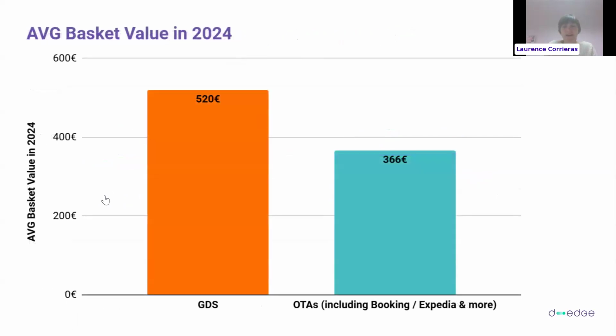About the ADR, as we mentioned before, the average basket for a GDS booking is higher than on the OTA bookings. And this chart clearly confirms it. Why? Because agencies tend to choose higher price options to earn better commission. Just another great reason to work with the GDS.